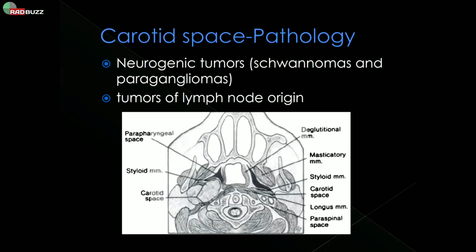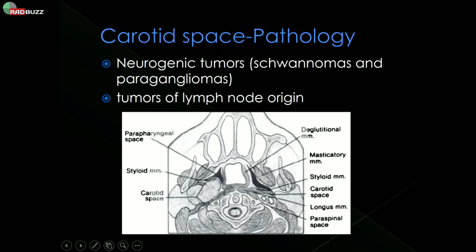So tumors which come from here, now see, they are indenting into the parapharyngeal space. There is a little bit of push on this side. There's no tumor here, no push here. So from carotid space to parapharyngeal space, something is extending.